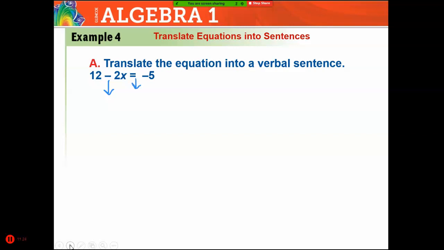What word represents the equals? What word in math can we use for equals besides the word equals? Nick? Is. Exactly. Awesome. All right, so let's write it out.